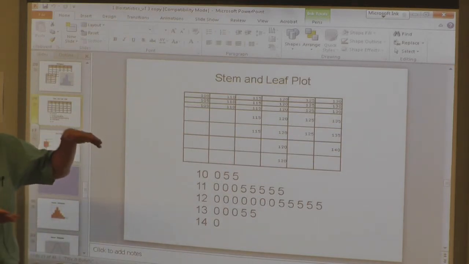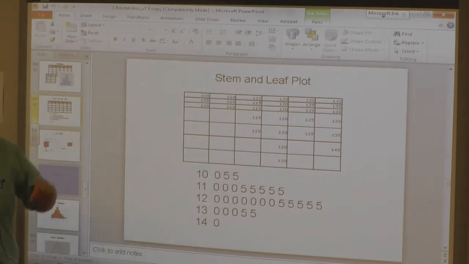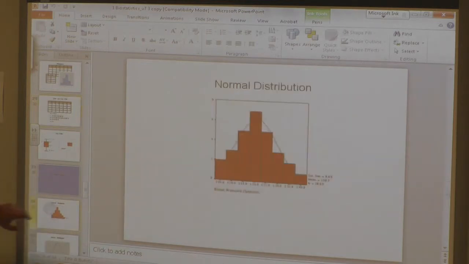And this is another way. If you look at this sideways, it's just a histogram, right, over on its side. So every time you use SPSS or some of the other software, it's going to produce these stem and leaf plots, but they're just basically sideways histograms.